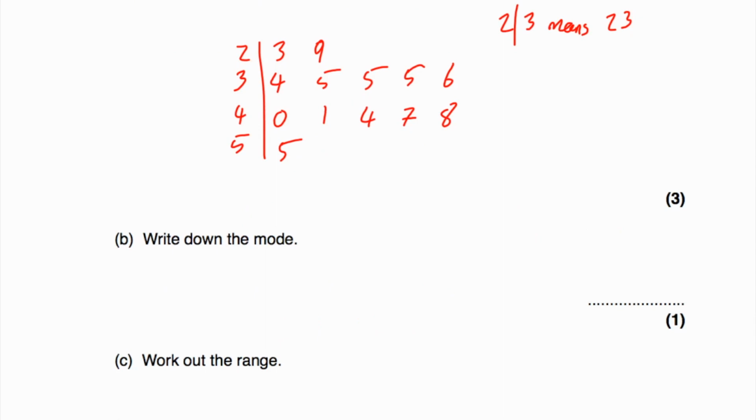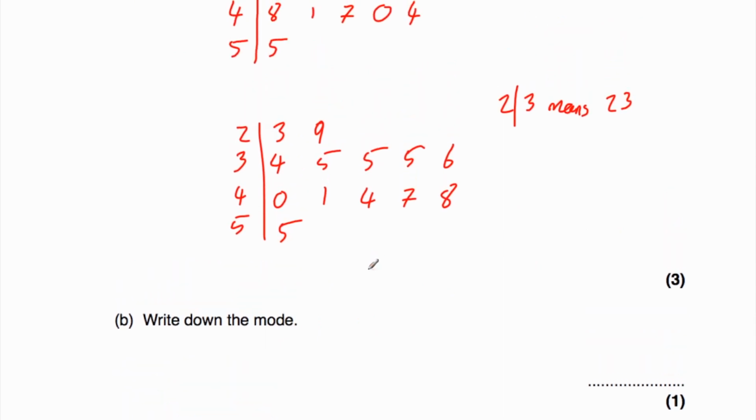Okay, let's look at part B. Part B says write down the mode. So the mode is the most common result, the most common score. As you can see here, we had 35, 35, and 35. We had three 35s. So that is the mode. It happens the most often.